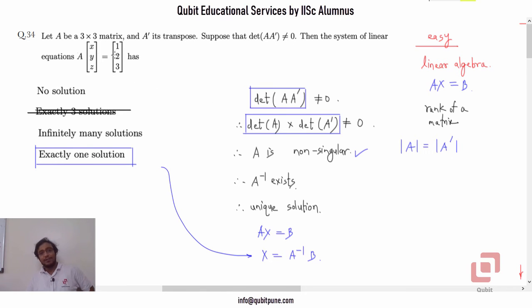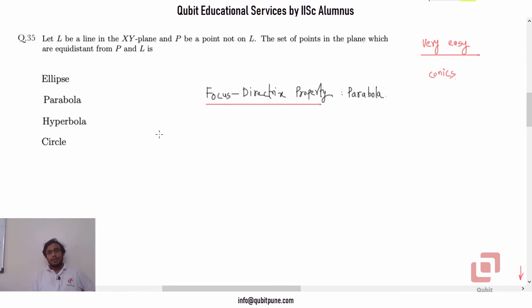Okay, but as far as 34 is concerned, I think it was a fairly easy problem. Question 35. Let L be a line in the xy plane, and P be a point not on L. Okay, so P is not on L. The set of points in the plane which are equidistant from P and L is, it's a very simple problem which is based on what we call the focus directrix property of conic sections.